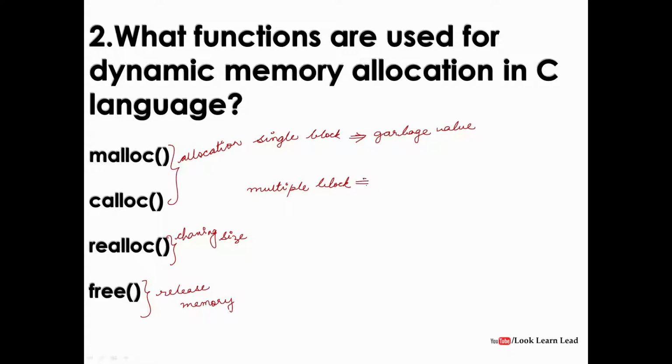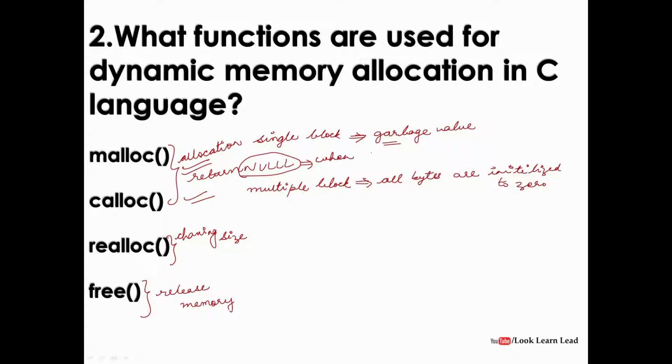In calloc, initialization is done, that is, all bytes are initialized to 0. In malloc there is no initialization, so it would be taking garbage value. Both malloc as well as calloc would return null. When would they return null? When the memory is not sufficient.